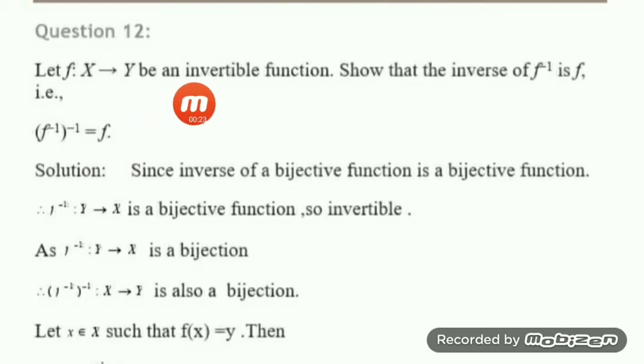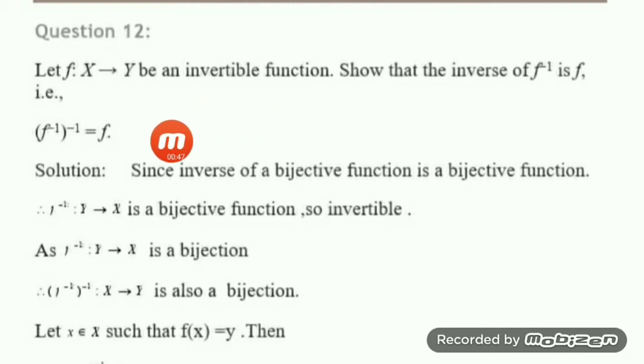Actually, in question number 11, we have done this question for a finite set. Now it is for any sets X and Y. This is the result you have to show. Previously, in question number 11, we discussed that the result is true for the finite sets {a, b, c} and {1, 2, 3}. But here, we have to prove this result by taking an arbitrary element x and y.